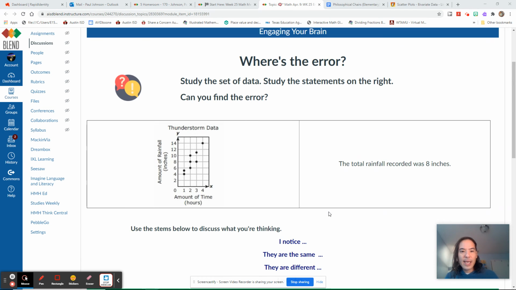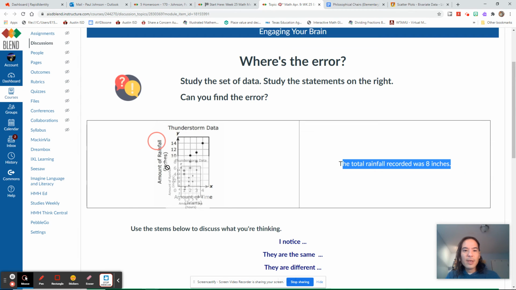All right, so they are the same. What are the same? They're the same because the statement's talking about rainfall recorded. The graph is talking about rainfall recorded. All right. There is an 8 inch piece of data on here, but that was how much it rained for 2 hours, not the total rainfall for everything. We also had 8 inches of rain when it rained for 3 hours. So they're the same because it references 8 inches, and we have 2 pieces of data that show 8 inches of rain, but not the total rainfall, right?